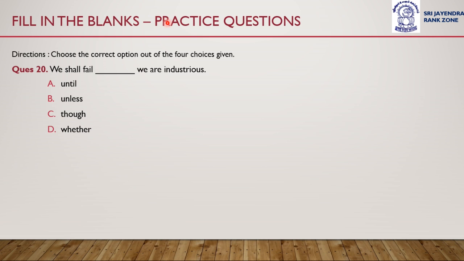Now question number 20. We shall fail dash we are industrious. Options are option A until, option B unless, option C the, and option D whether. Until, unless, the, whether. Which of these options will come in the blanks? We shall fail dash we are industrious.